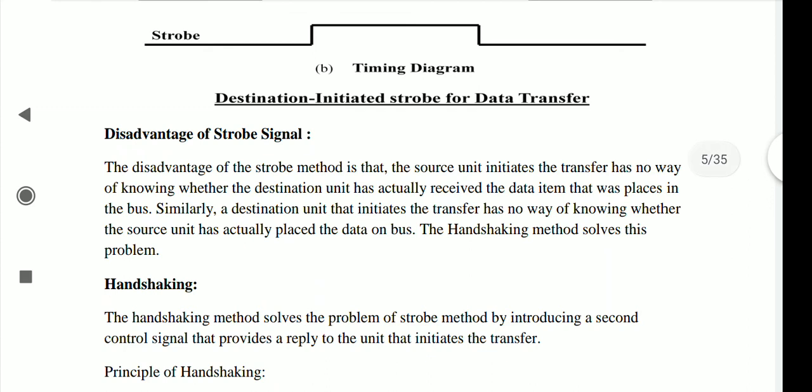The disadvantage of the strobe control signal is that the source unit that initiates the transfer has no way of knowing whether the destination unit has actually received the data item that was placed on the bus. Similarly, a destination unit that has initiated the transfer has no way of knowing whether the source unit has actually placed the data on the bus. This problem is solved by the handshaking method.